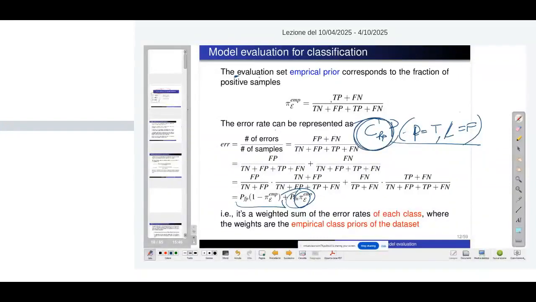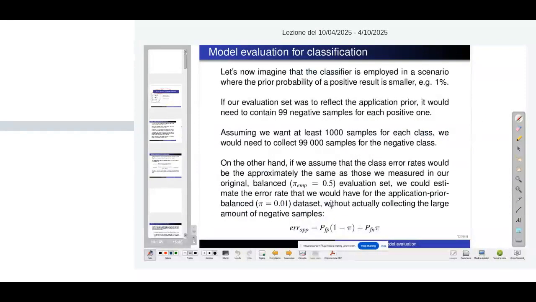So we assume that these costs are given, and then we will define this expected cost that essentially will take this expression and extend it to also include the cost of the different kinds of errors that we can have. Questions?